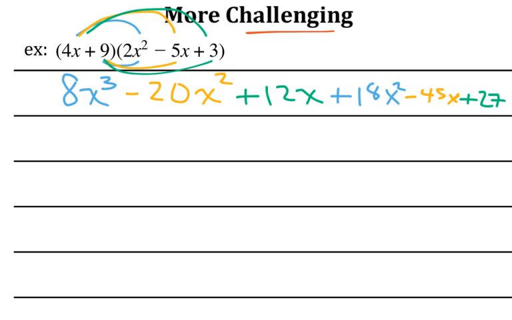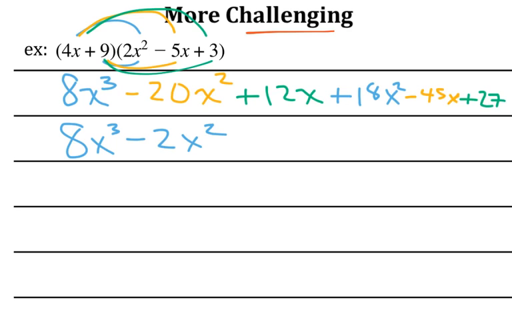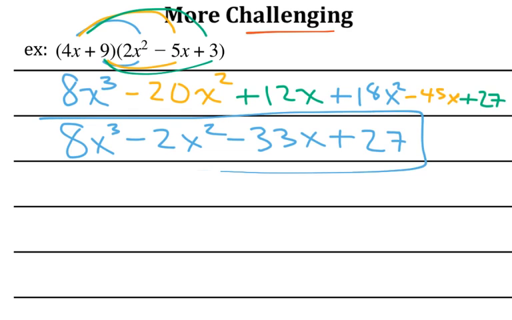I scan through and I'm looking for all the x cubed terms, and I only see 8x cubed. I scan through looking for all the x squared terms, and I have minus 20 plus 18, which would result in minus 2x squared. I'm looking for all my x terms. I have positive 12 minus 45. Now these are bigger numbers, so you could pull out your calculator, but 45 minus 12 is 33. And I have to make sure that the negative part wins, so minus 33x. And then I only have one plain old number, so there I go.